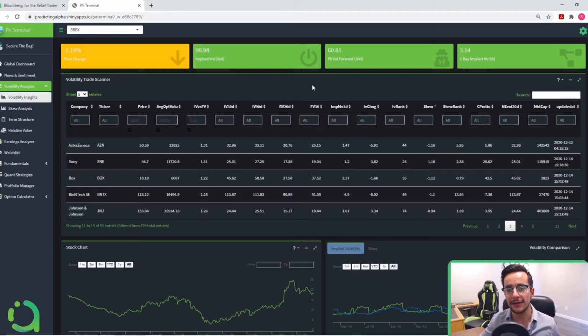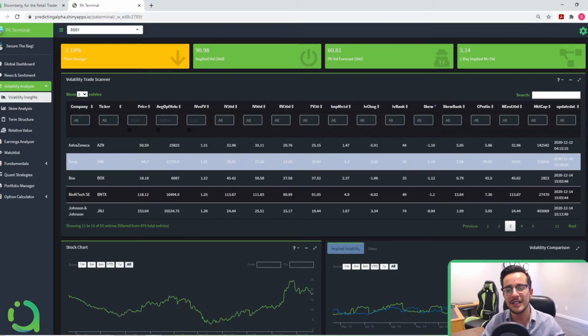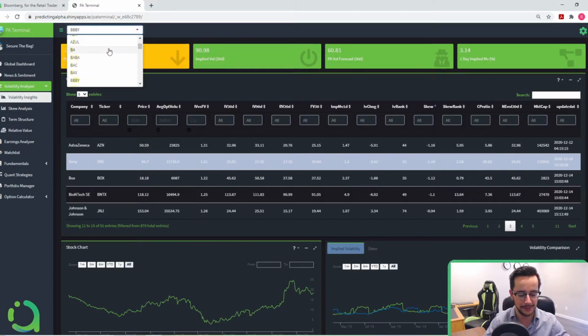After applying these filters and sorting everything by skew, I came across Sony, which is the stock that I'm looking at putting on a 1-3-2 fly for. So let's break it down a little bit further.